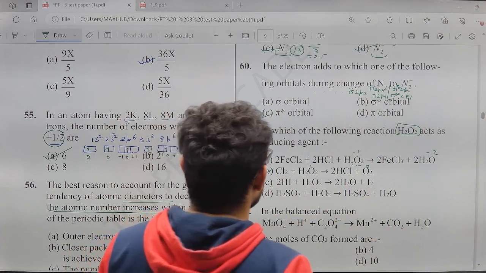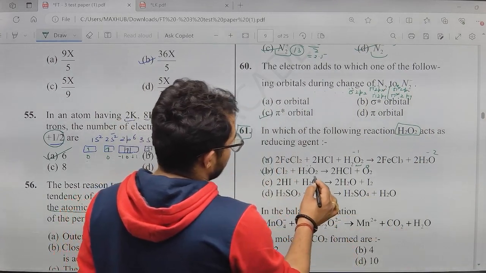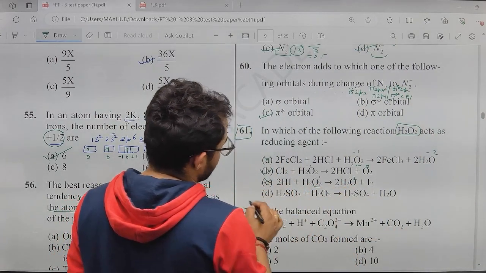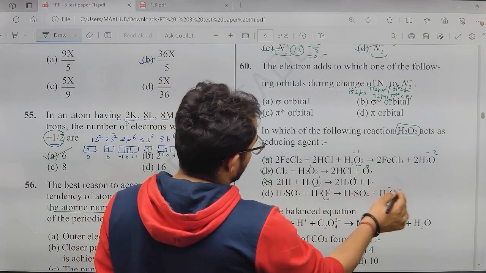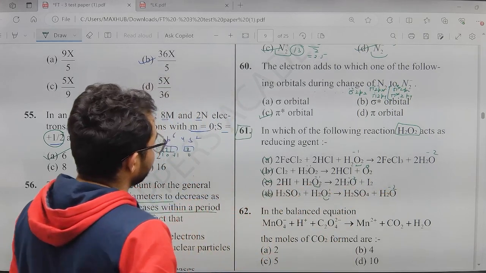Here you will see that again it is going from -1 to -2. Reduction of H2O2 is taking place. -1 to -2 reduction, right? In this case also.